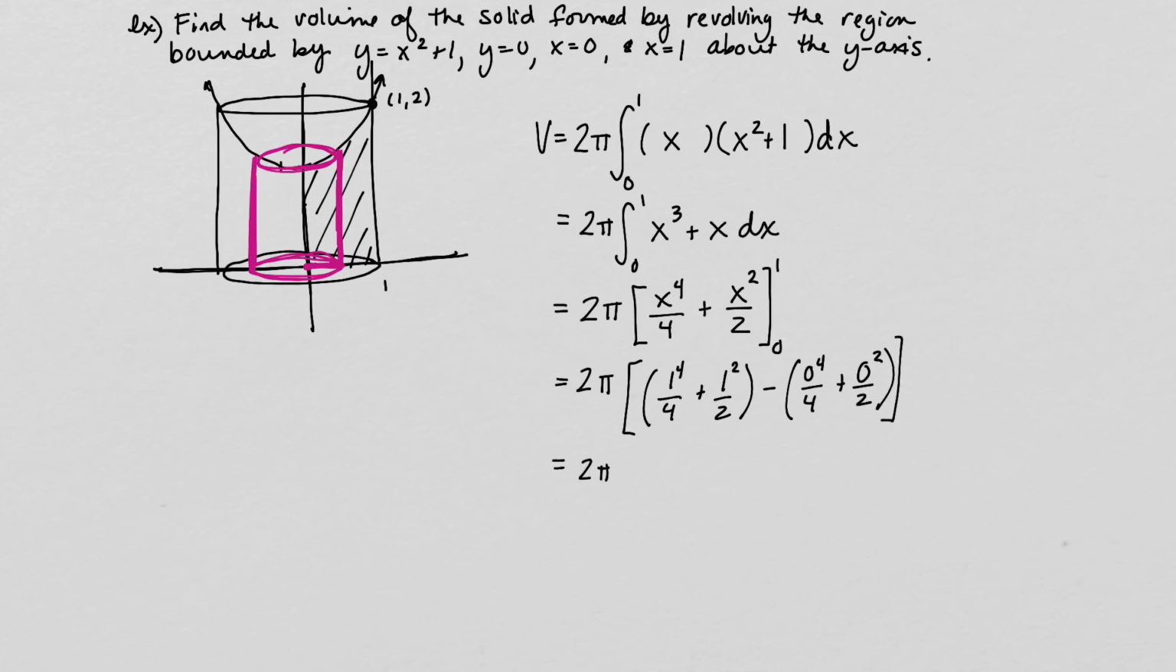Or 2 pi times 1/4 plus 1/2. So that's going to be 2 pi times 3/4, or 3 pi over 2, which is exactly what we got before. But this way was a lot more straightforward and easy than the one where we had to break it into 2 pieces and re-solve for the x value. So this makes it a much nicer problem to do.